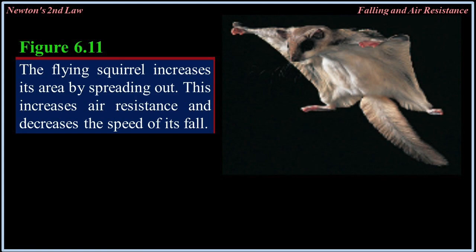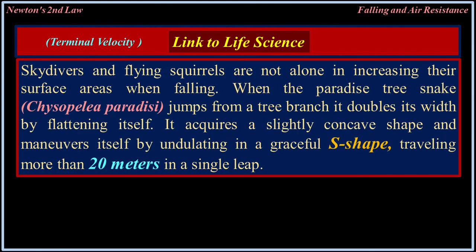Figure 6.11, the flying squirrel increases its area by spreading out. This increases air resistance and decreases the speed of its fall. Skydivers and flying squirrels are not alone in increasing their surface area when falling. When the paradise tree snake jumps from a tree branch, it doubles its width by flattening itself. It acquires a slightly concave shape and maneuvers itself by undulating in a graceful S shape, traveling more than 20 meters in a single leap.